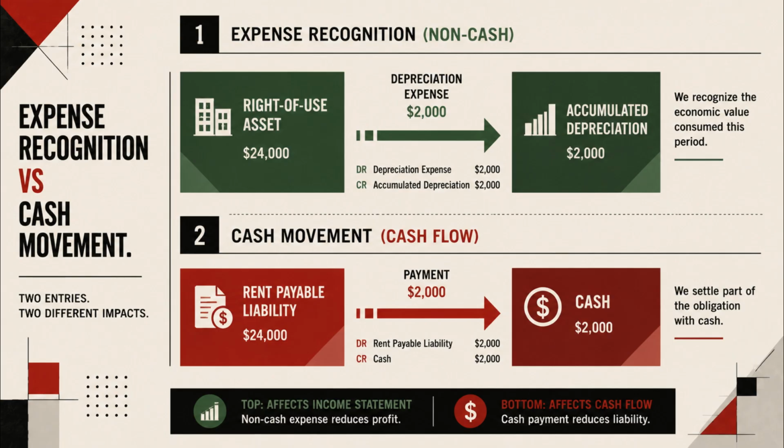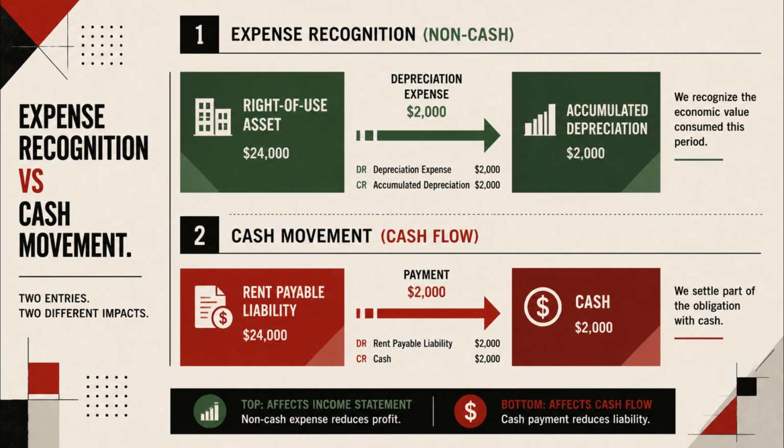Now let's deal with the monthly accounting adjustments. Each month we record two entries. First, we recognize economic value consumed during the month. We're going to debit our depreciation expense. This is the depreciation expense that we realize for the use of the asset. And we're going to credit our accumulated depreciation account attached to that right of use asset. Notice something important. We are no longer recording rent expense directly. Instead, the right of use asset is being consumed over time.